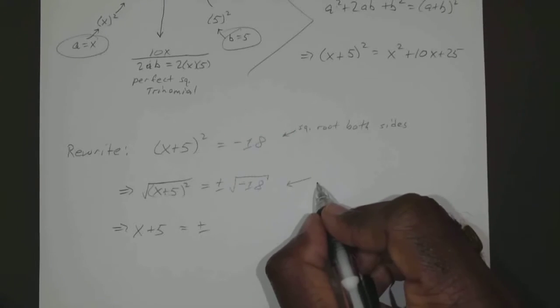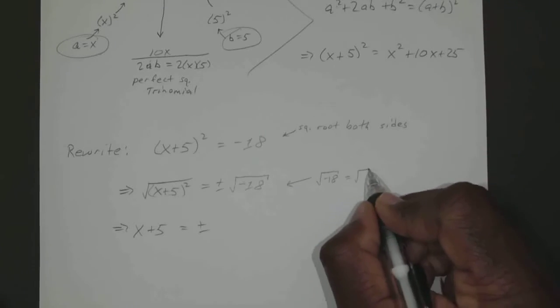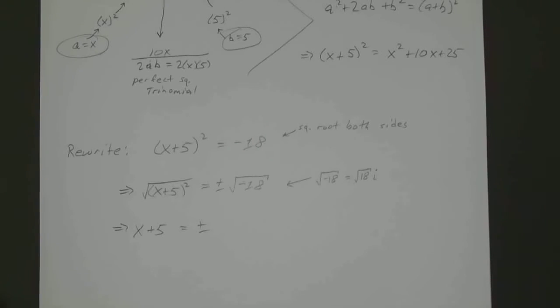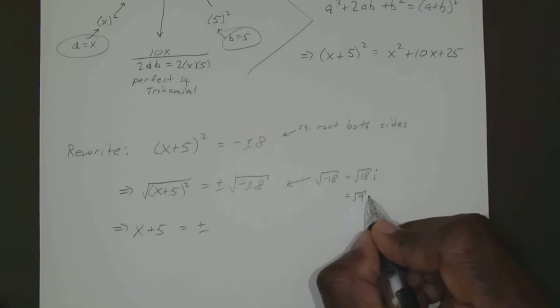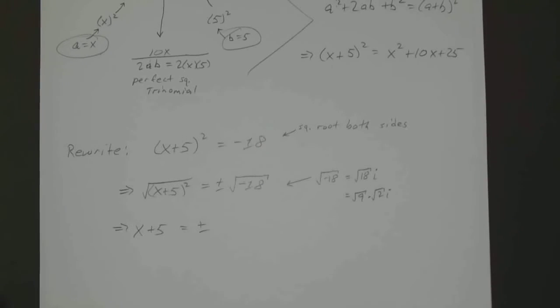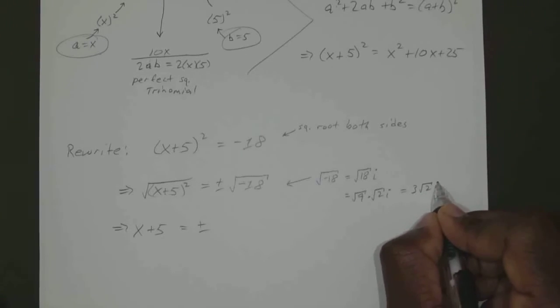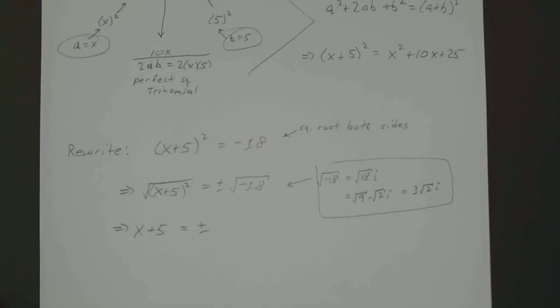Square root of negative 18 is just equal to square root of 18 i. And we know that 18 is 9 times 2. So that's equal to square root of 9 times square root of 2 times i. So this is just 3 square root of 2, and the i is on the outside. Okay, so we can just make this 3 square root of 2 i.